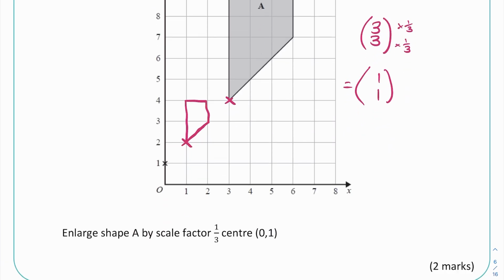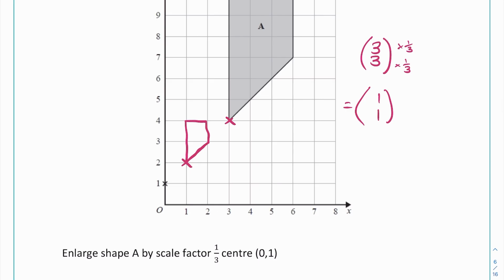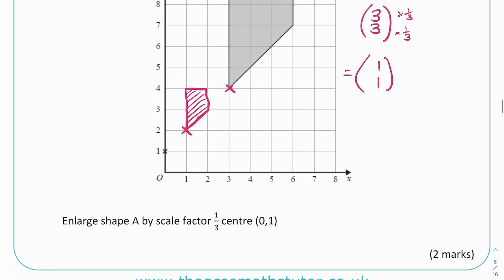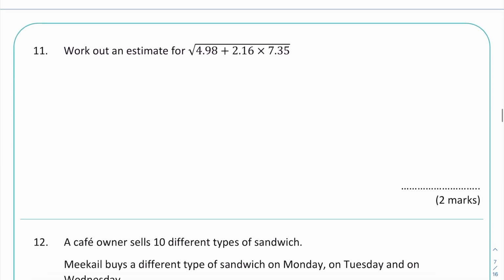It doesn't say to label the shape or anything, so there we go. It ends up in that position. You don't have to shade it or colour it in or anything like that, but that's where our final shape is. Okay, so some estimations.